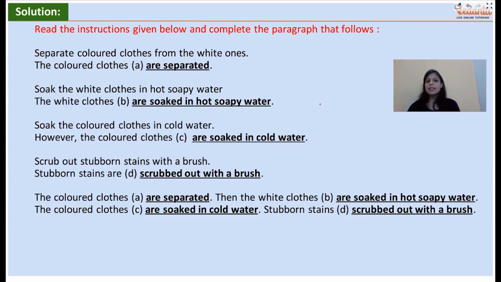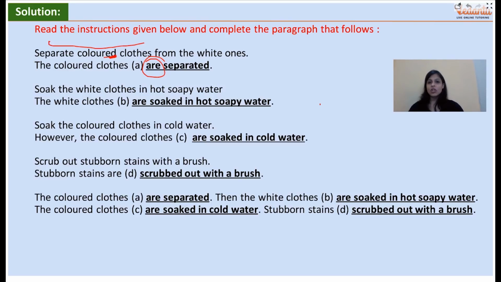Okay, now separate colored clothes. You have to read the instructions that are given right here, and you have to complete the paragraphs that follow. For example, separate colored clothes from the white ones. Now it's like instructions. So when you're talking about instructions, you basically use are in that sense or is in that sense, depending on whatever the flow is. For example, the colored clothes are separated.